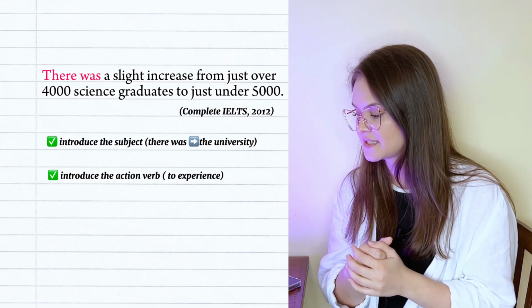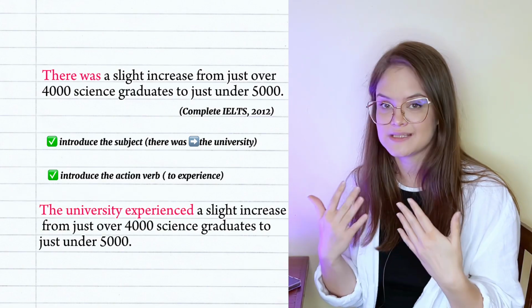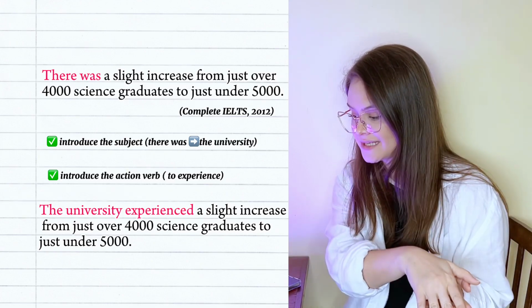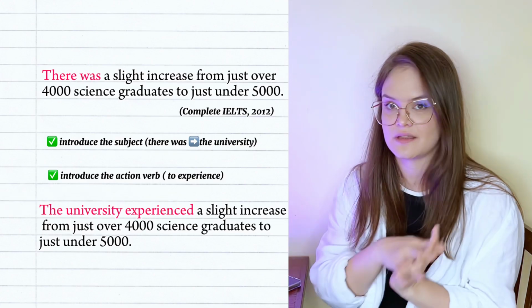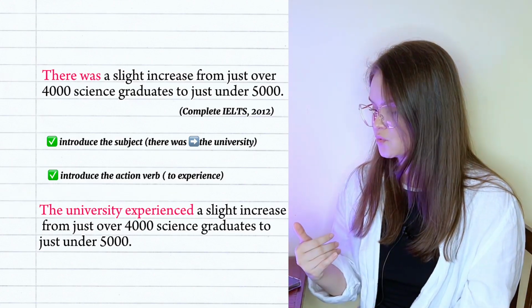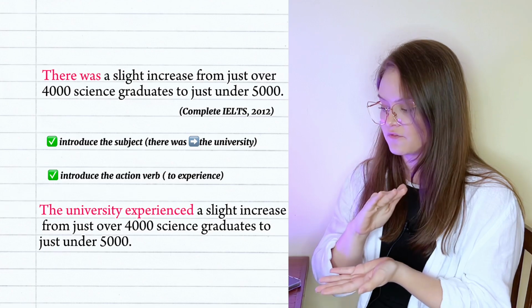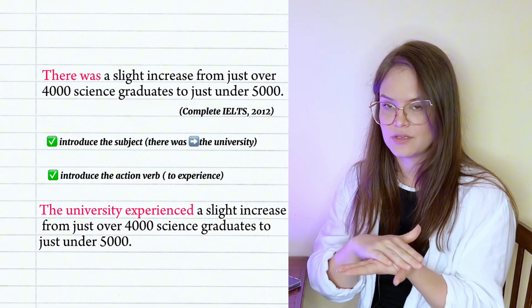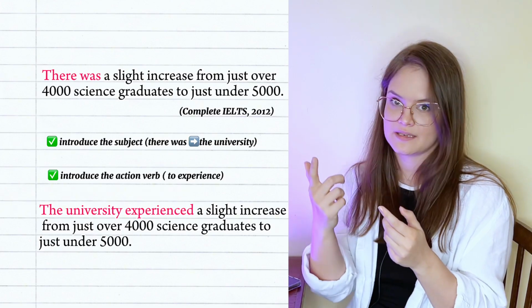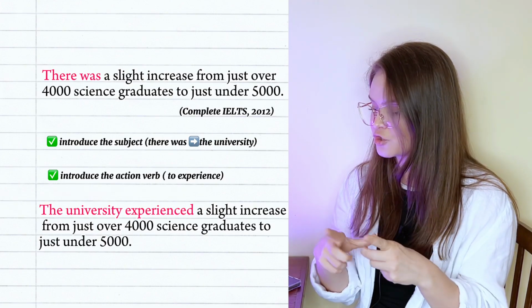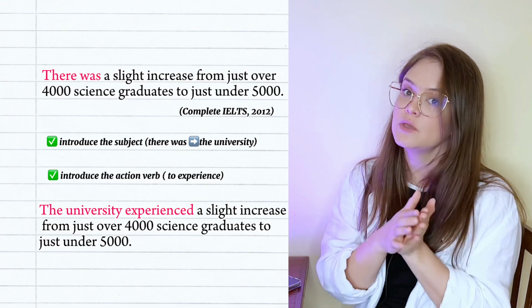So what do we have in this case? The university experienced a slight increase from just over 4,000 science graduates to just under 5,000. So what do we get? After all, we have got the subject, aka the university, and we substituted the construction there is, there are, and the verb to be by the verb experience, which is B1 level.